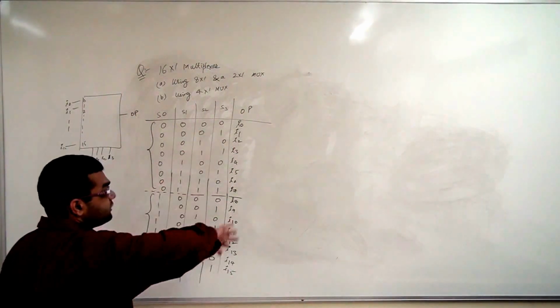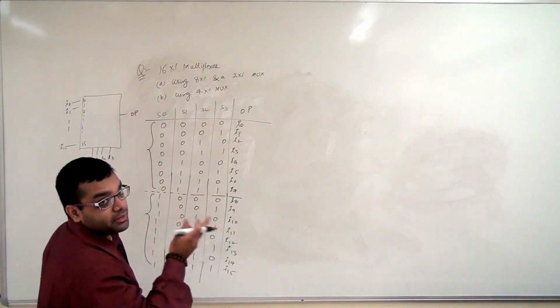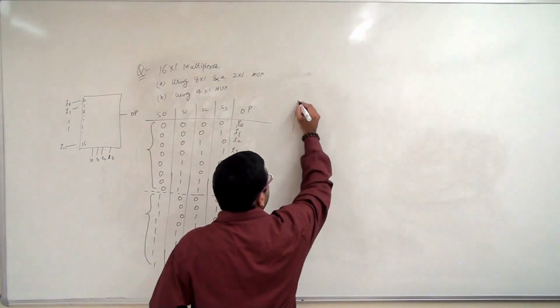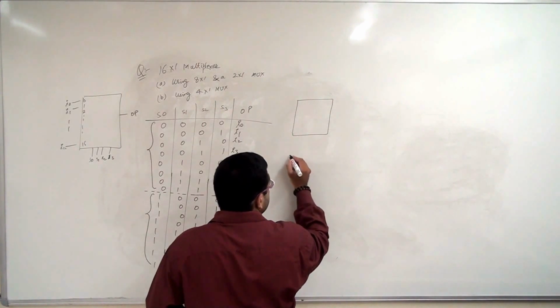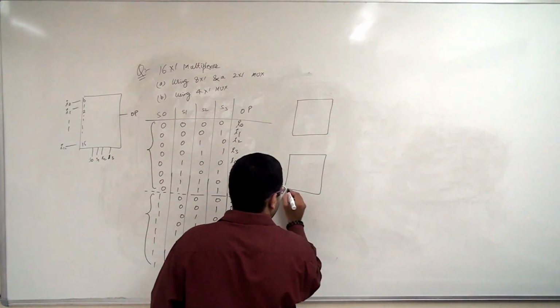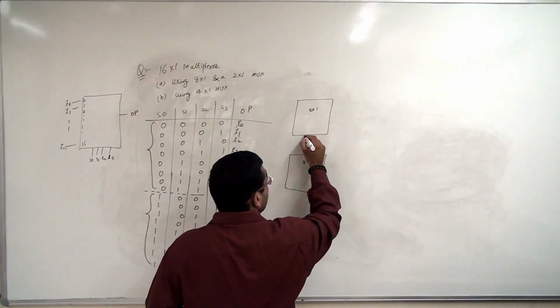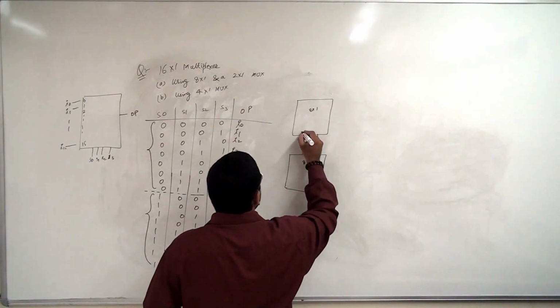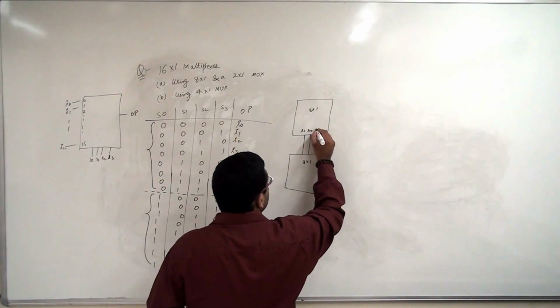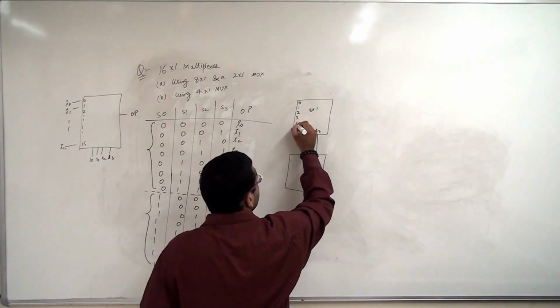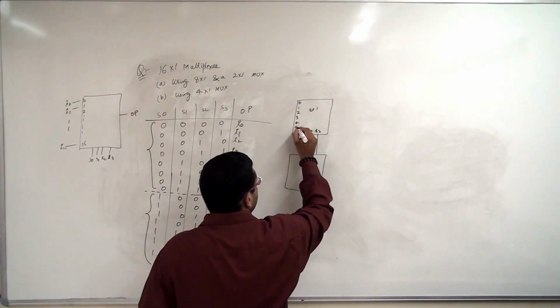Now this partition will determine how we have to implement our circuit. Let us see how. We will put two 8 cross 1 multiplexers with common select lines, that is S1, S2 and S3, whose values go from 0 to 7.